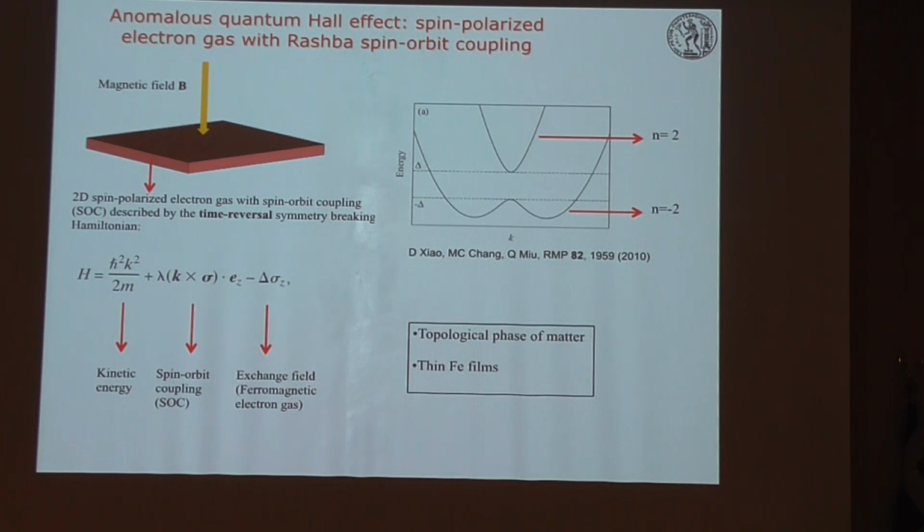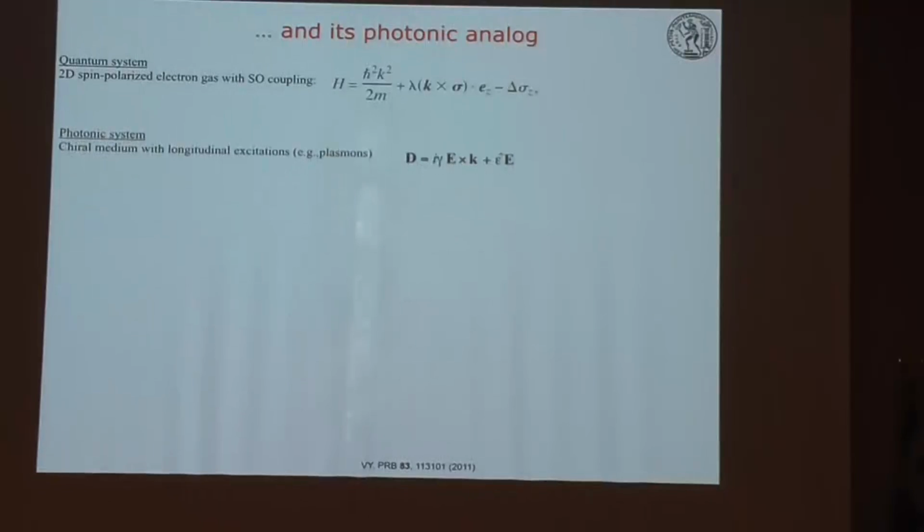It usually occurs in thin films, metallic films. So the analog could be a plasmonic, chiral plasmonic material supporting longitudinal excitations such as surface plasmons. This is the Hamiltonian of the electron system. This is the constitutive relation between D, the displacement field, and the electric field for a chiral system.